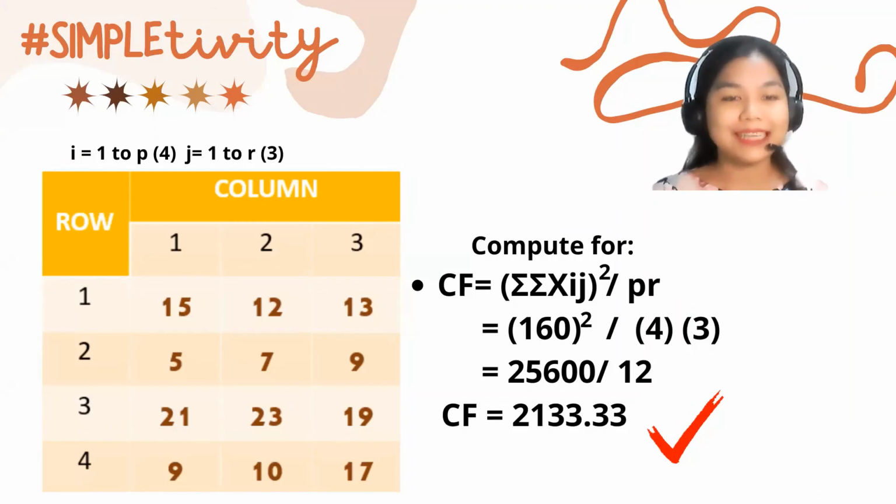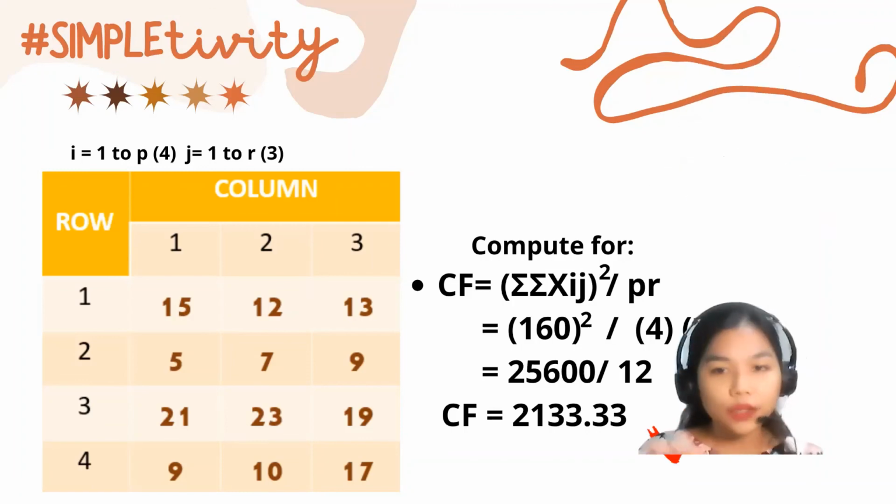We use 1 to 4 for the rows and columns 1 to 3 for the columns. So P here is up to 4 and R here is up to 3. Why am I emphasizing this? Because we need this in solving for the correction factor. To solve for the correction factor, we simply need to square the summation of xij and divide it by the product of the row and column. Remember that we have 4 rows and we have 3 columns. So 4 times 3, that's actually 12.